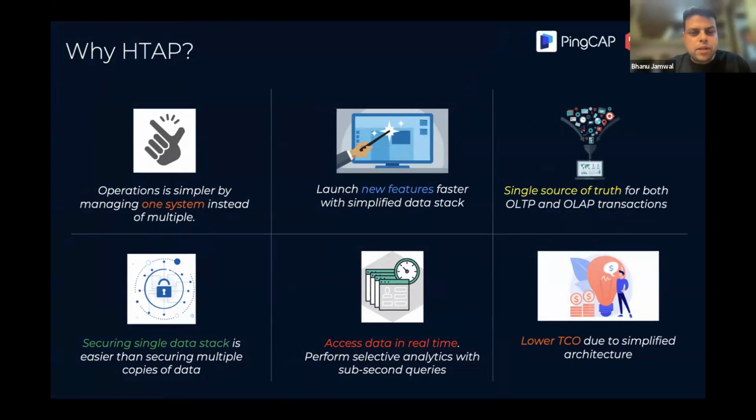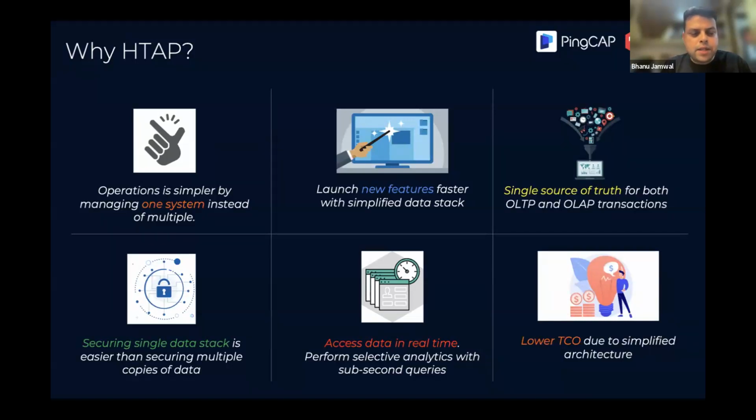Obviously, it depends on the scenarios which you're running. You can launch new features a lot faster because now you have a simplified data stack. You're talking about one single cluster. You can create a single source of truth for both OLTP and OLAP transactions. Otherwise, the traditional way to do it is that you have a separate OLTP and a separate OLAP database, and then generally you will have an ETL between these two. But adding both workloads onto one single system always ensures that you have one single source of truth copy with you.